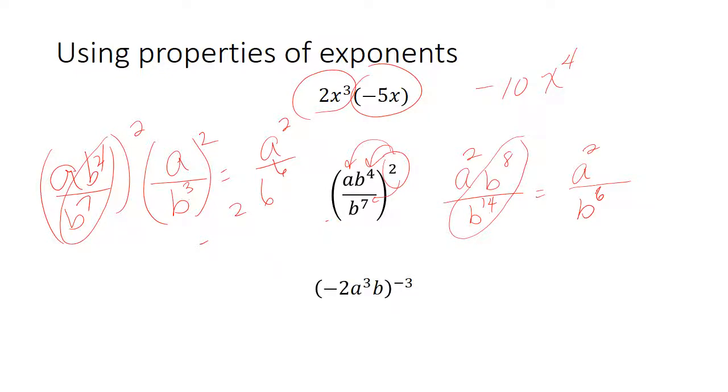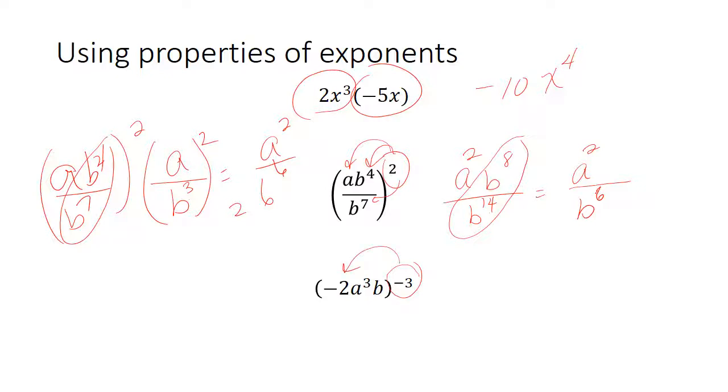I'm going to erase those so that I have plenty of room. All right, here I'm going to distribute my negative 3 first. And then after I do that, I will make it positive by putting it in the denominator. That's how I'm going to choose to do it first.